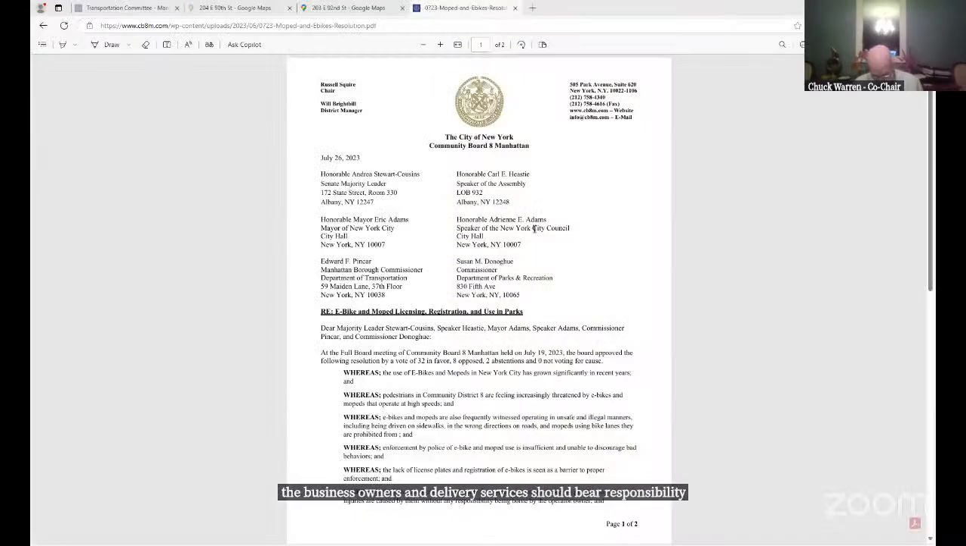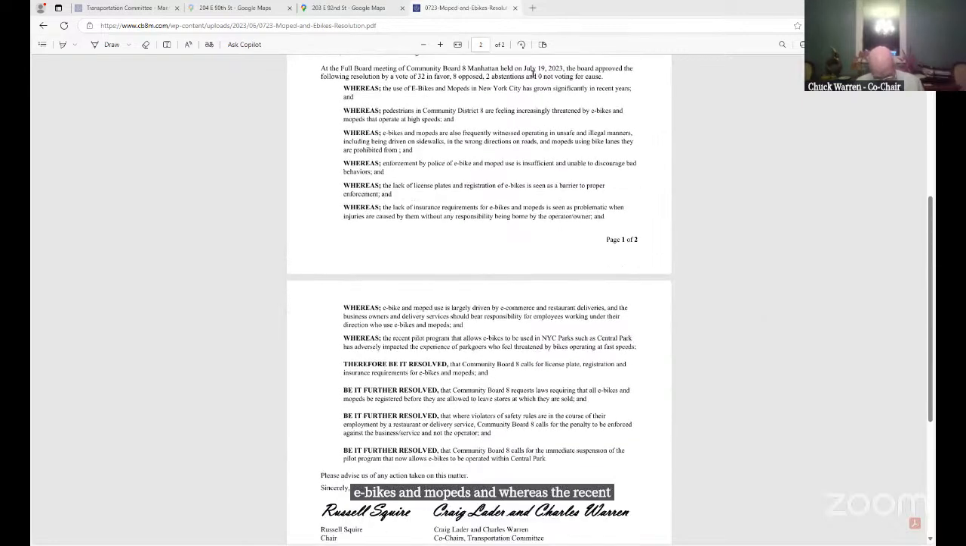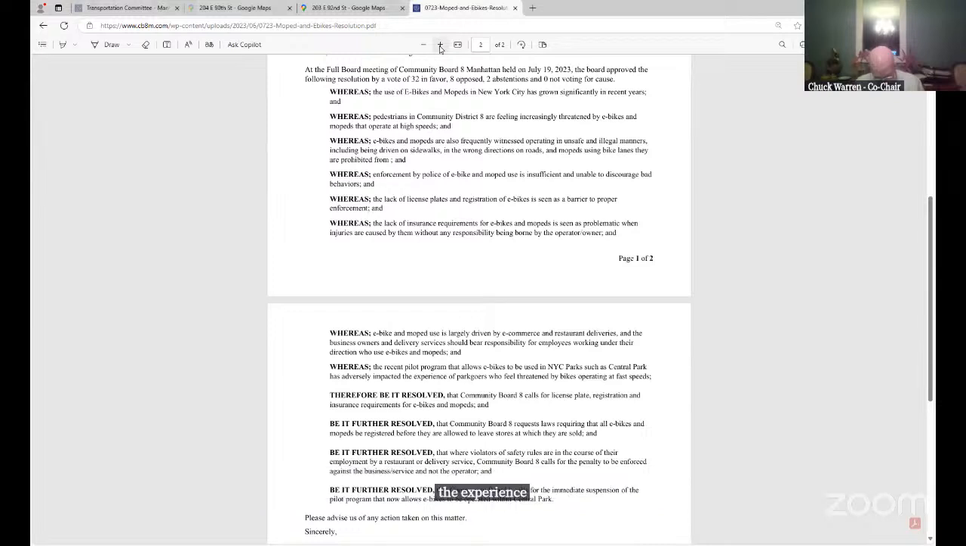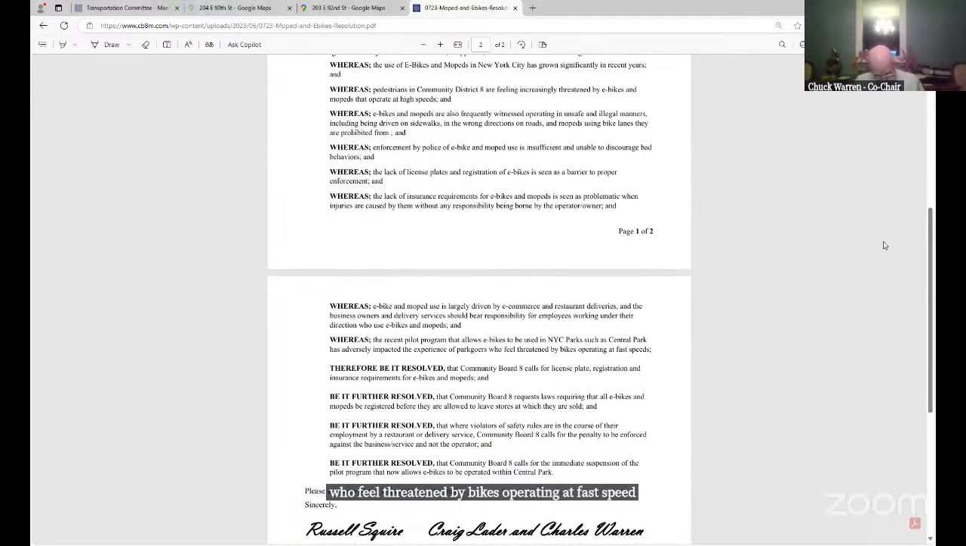Whereas e-bike and moped use is largely driven by e-commerce and restaurant deliveries, and the business owners and delivery services should bear responsibility for employees working under their direction who use e-bikes and mopeds, and whereas the recent pilot program that allows e-bikes to be used in New York City parks such as Central Park has adversely impacted the experience of park goers who feel threatened by bikes operating at fast speeds. Therefore, be it resolved that Community Board 8 calls for license plate, registration, and insurance requirements for e-bikes and mopeds.